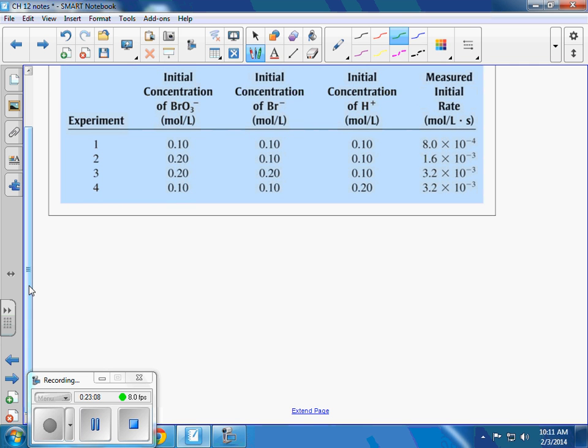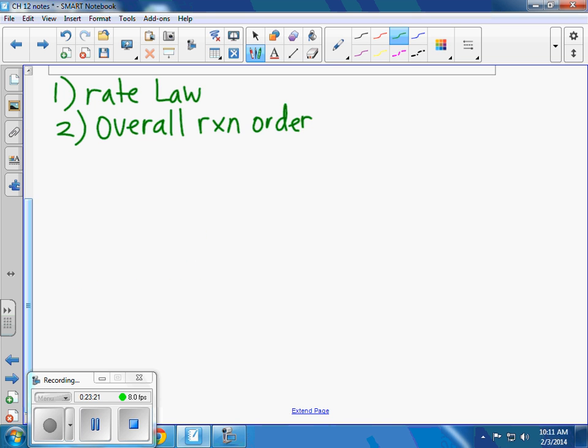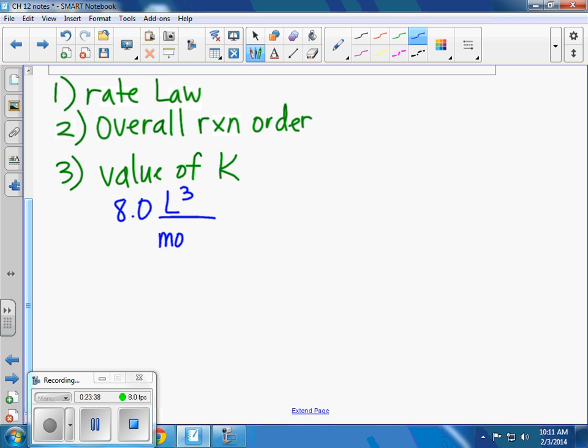So I want you guys to find your rate law. I want you to find the overall reaction order. And then I want you to find value of K. And I'll just give you guys K, because if you find K, you've done everything else right. So here's the answer for K: 8.0 liters cubed over moles cubed per second. So if you get that, you probably did the rest of this correct.